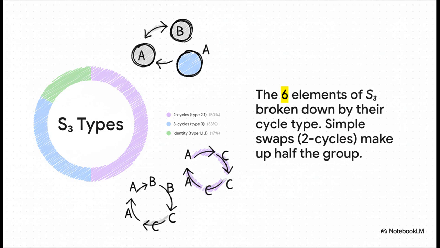Half of all the possible shuffles on 3 items are just simple swaps. The other half is split between those 2 big cycles and the identity. Every single one of the 6 permutations fits perfectly into one of these categories.